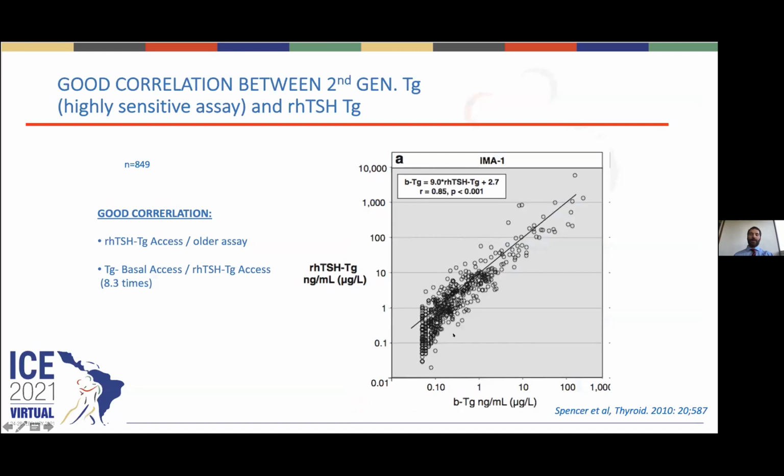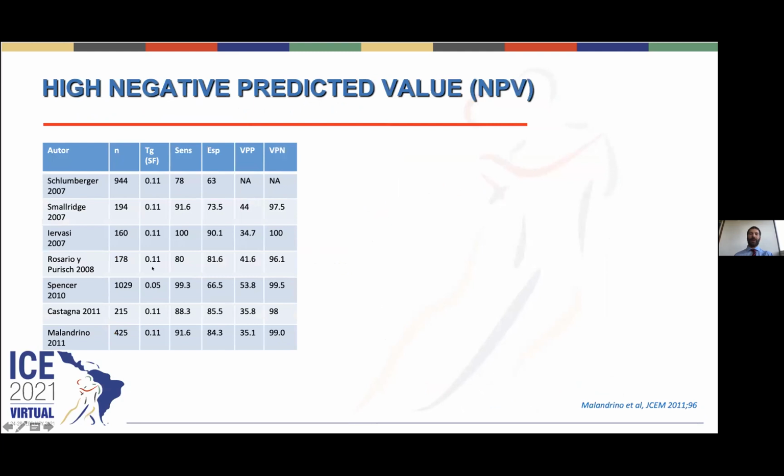There are different studies, and this is a very elegant study by Spencer, that showed that there is a very good correlation between this new thyroglobulin and the older one. And also there is a very good correlation between the basal thyroglobulin and the stimulated thyroglobulin. There are also several studies that have shown that undetectable thyroglobulin with this new generation has a very high negative predictive value.